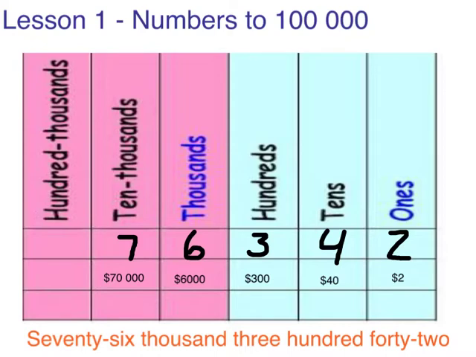Notice how the word and does not appear anywhere in here. So resist the temptation to throw in the word and. That would not make it correct. This is simply 76,342.